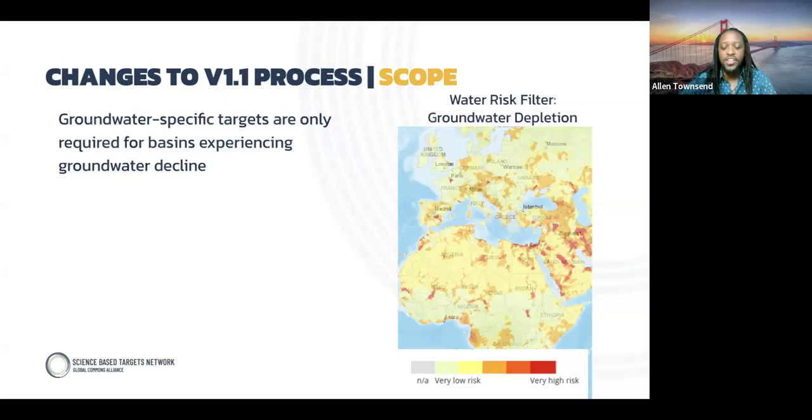The underlying reasoning for that is that companies will set targets on groundwater where they're using it, and then use the existing framework for surface water flows.